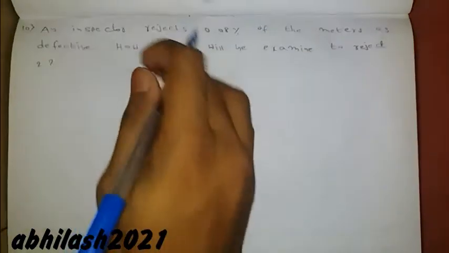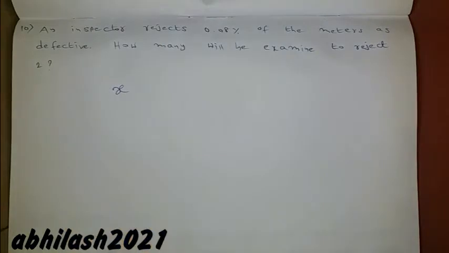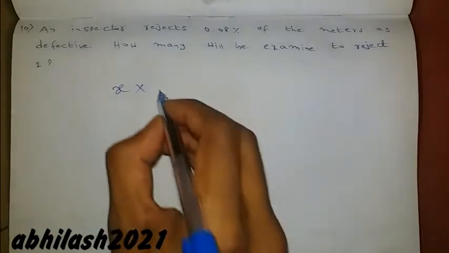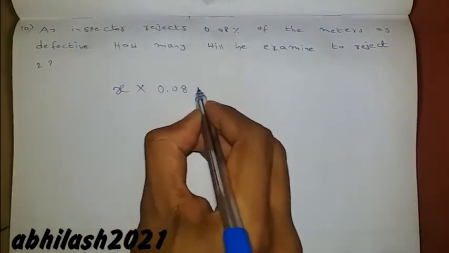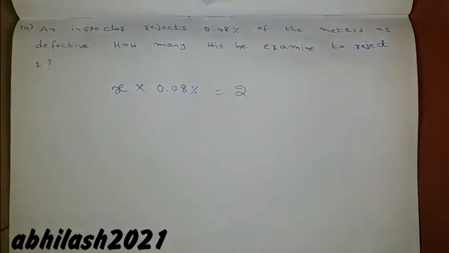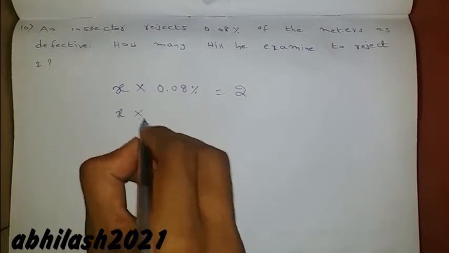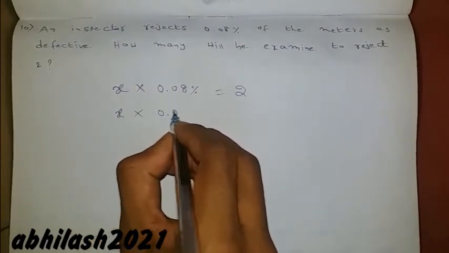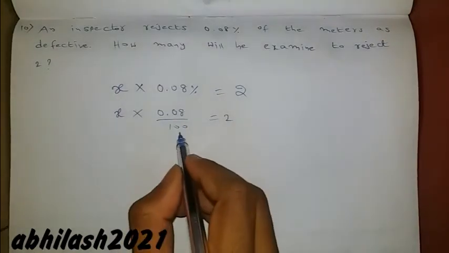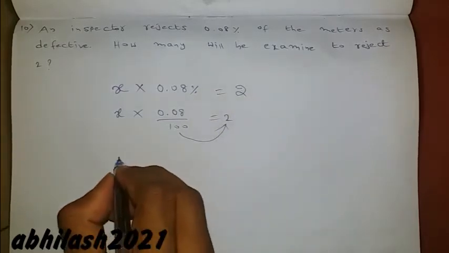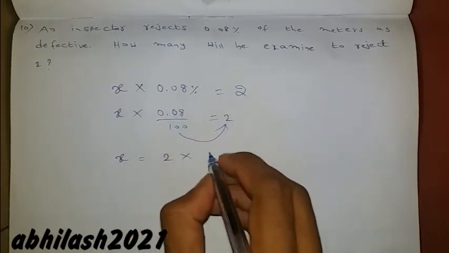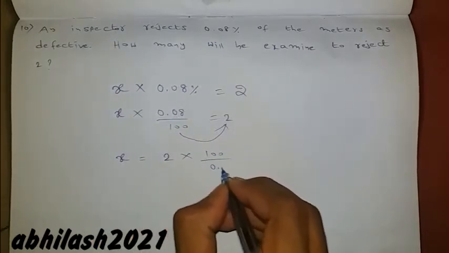So if you look into this, x number of meters he will observe. From that x number of meters, he will reject 0.08 percent, so that he will be rejecting a total of 2 meters. So x into 0.08 divided by 100 is equal to 2. Now this 0.08 by 100, if it goes to that side, will become reciprocal. So we will get x is equal to 2 into 100 by 0.08.